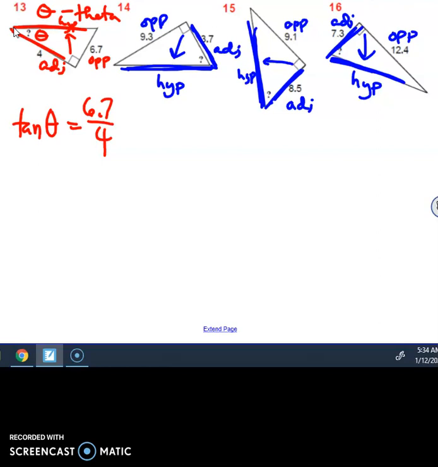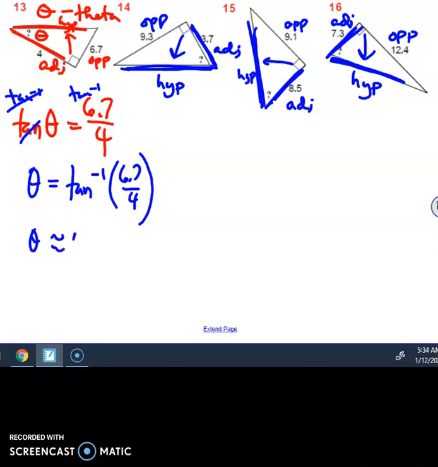On your calculator, again, you're looking for that tangent -1. That's called the inverse. We're going to be doing the inverse tangent to both sides, and by doing the inverse of tangent, what we have is the angle. So the angle is going to be equal to the inverse tangent of 6.7 over 4. It's not tangent, it's inverse tangent. So the inverse tangent of 6.7 divided by 4 is, the angle is approximately 59.162 degrees.